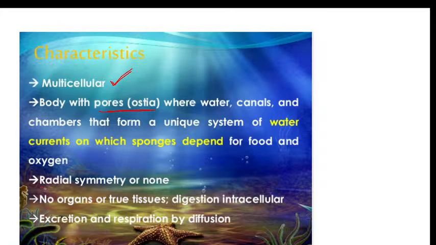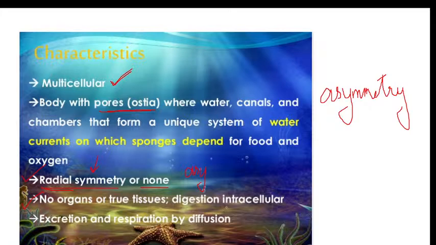Then coming to the symmetry, few are radially symmetrical, but usually they don't have a symmetry. Sponges usually lack symmetry. But few are radially symmetrical. That is, their body can be divided into two equal halves through any radius. Very few show radial symmetry, but usually they are asymmetrical forms. They don't have any organs or tissues.